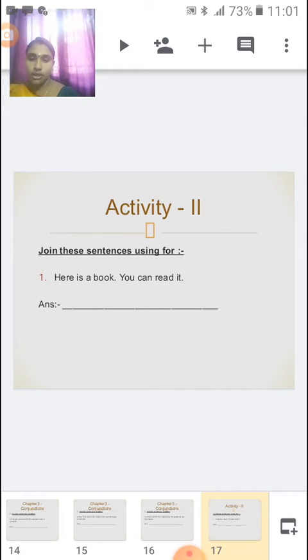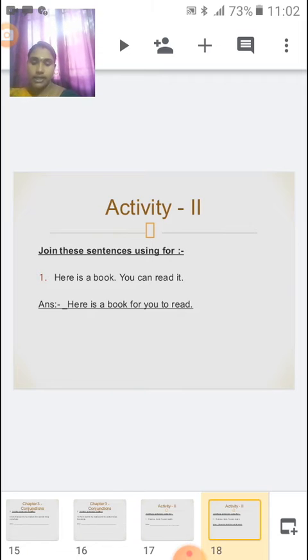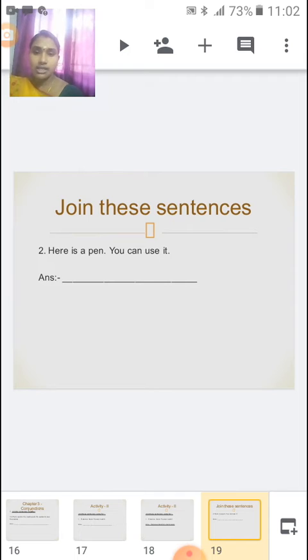Here is a book for you to read. So it will not be present there. Okay. So when you join these two sentences, you are going to get a new sentence. Here is a book for you to read, which makes the same sense. Okay. So next one, here is a pen, you can use it.